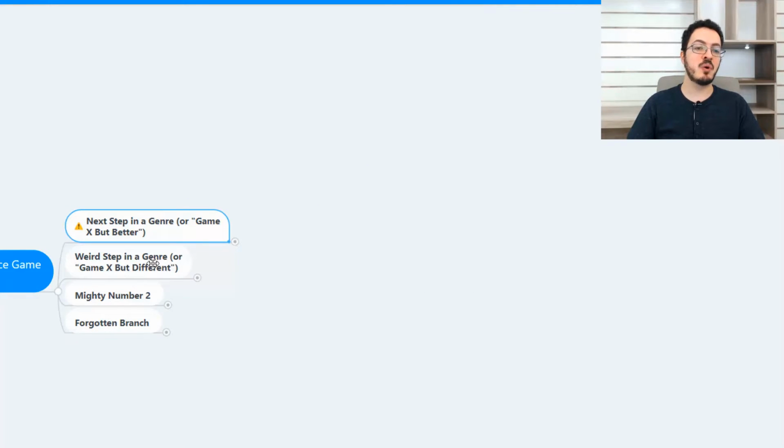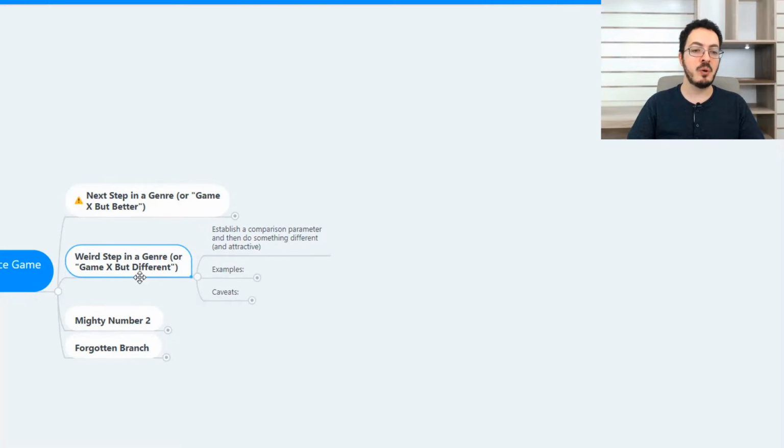Now, one thing that's far more applicable, far more actionable, is doing a weird step in a genre. Not the next step, but a weird step in a genre, or what we call game X but different. That's more feasible, right? So it's when you establish a comparison parameter and then you do something that's both different and attractive, right? So we could do Super Mario but with a ninja rope, for example. So you can swing around and this is all about throwing that grappling hook and moving around the levels in a different manner. Okay, you are not Mario anymore. You're not Super Meat Boy anymore. You are the game that is exploring what a game can be like when it relies so heavily on a grappling hook.